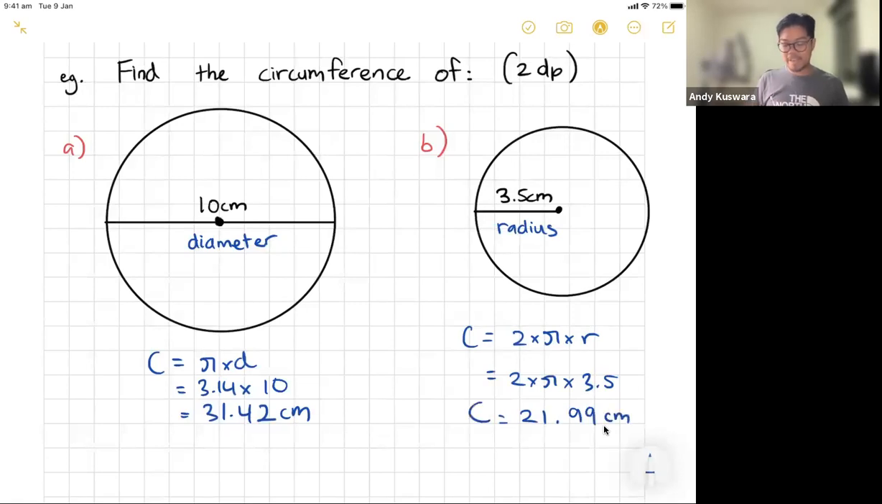Okay, and that there would be your two answers. That's your circumference of this circle. That's your circumference of that circle. Hopefully that makes sense. Hopefully that's pretty straightforward. Just note which one you have, diameter or radius, and you should be sweet.